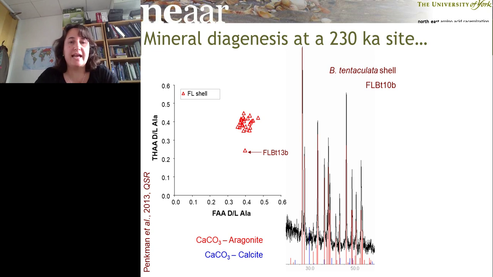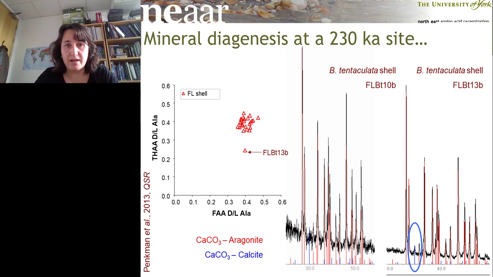When we analyze the XRD of one of the samples that's sitting in the middle, you can see that we've got clear peaks related to the aragonite, but no indication of calcite in that shell sample, which is expected. But when we analyze sample 13, we can see in that blue circle that we've started to get some mineral diagenesis of aragonite to calcite. Now, obviously, that's going to compromise our closed system of protein, even if it's for a short period of time, because at some point in time, that crystal has changed from aragonite to calcite.